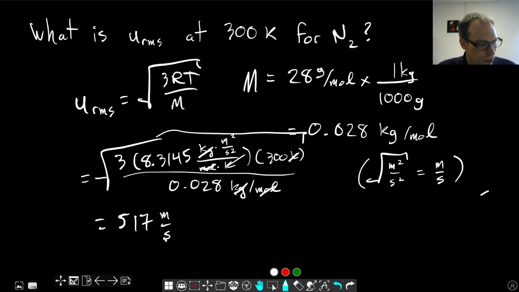But this is an example of how we can use this equation. And this value is going to change, right? If we change temperature or if we change molar mass, we're going to see that this value changes. So that's a quick example of how we can use this equation and how you would actually use the value of R, making sure to convert to kilograms per mole to be able to calculate a root mean square speed.